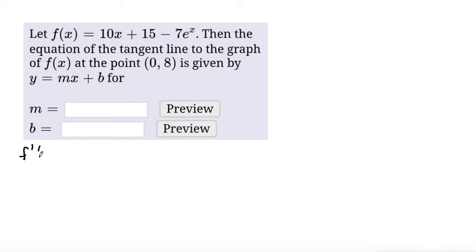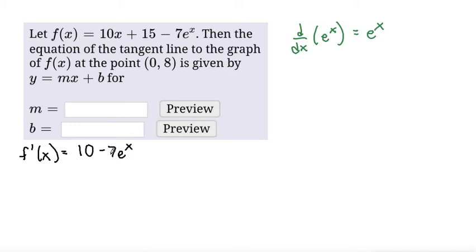So taking the derivative, f prime of x is equal to the derivative of 10x, which is just 10. And when we take the derivative of a constant term, it goes to 0, so we can leave it off. The derivative of e to the x is just e to the x. And if we have a coefficient in front, it doesn't actually change anything. We just multiply our answer by the coefficient. So we'll bring down the negative 7, and the derivative of e to the x is e to the x, so we just plug in our e to the x.